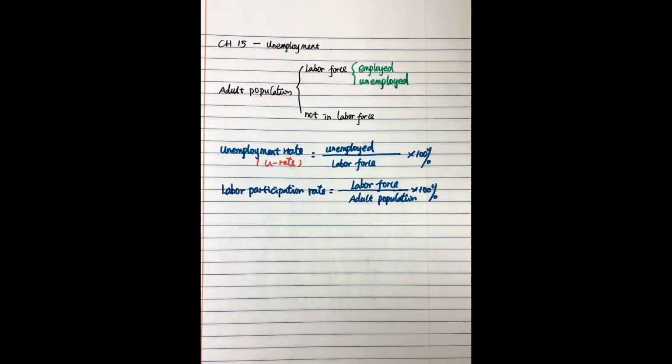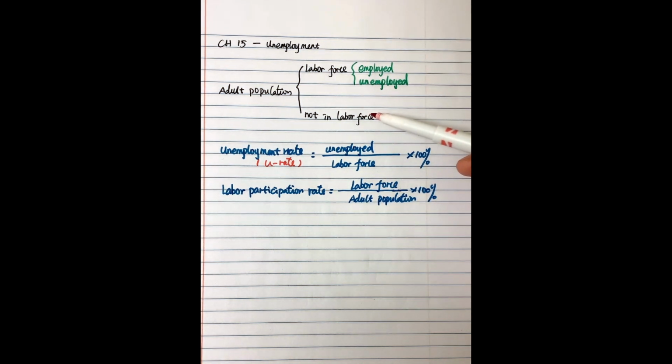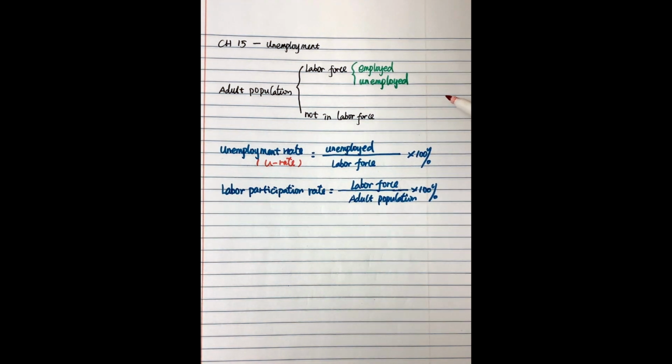One thing I want to emphasize: some students might feel confused about how to distinguish unemployed and not in the labor force. The unemployed are people who do not have a job, but they are still actively searching for a job. For example, these days, because of COVID-19, a lot of people lost their jobs, but they're still actively searching. Therefore, they are counted as unemployed.